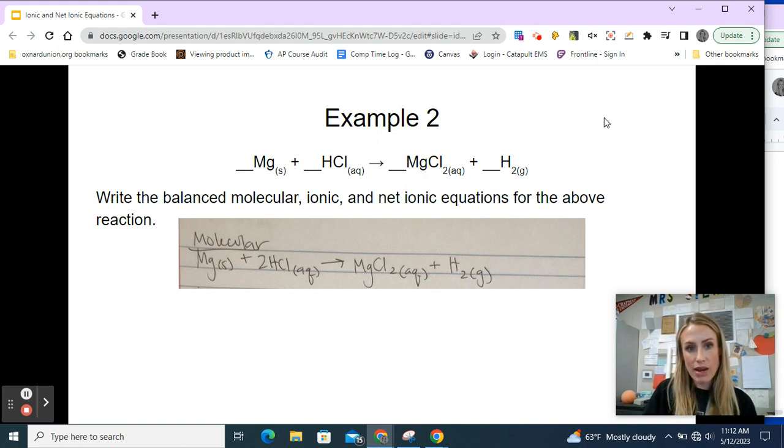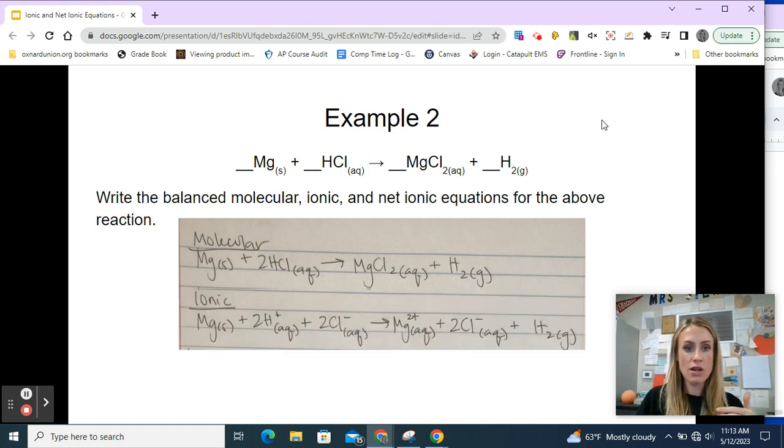Now, next, I want to write my ionic equation. So I need to take anything that's labeled with AQ, my aqueous substances, and I need to break them up into their ions. So in order to do this, I can see that my hydrochloric acid is aqueous, and also my magnesium chloride is aqueous. My magnesium on the reactant side, that's a solid, so I don't do anything to that. And then also my hydrogen on the product side, that's a gas, so that is not going to be split up either.